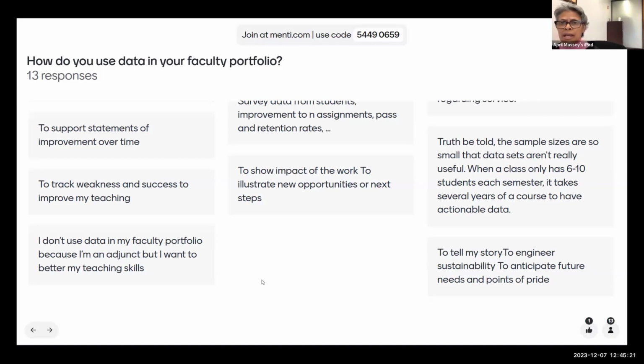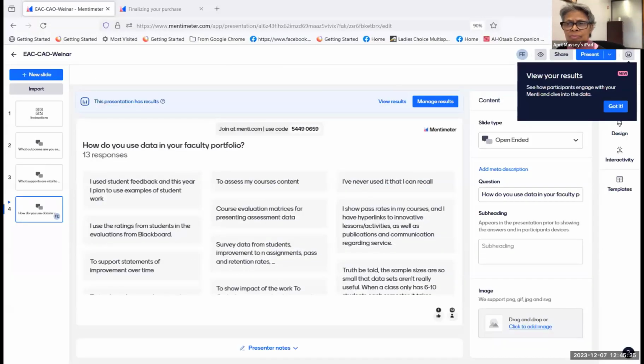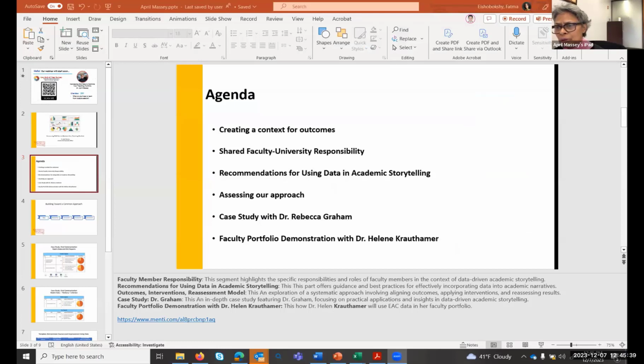Can we flip back to the presentation, Fatma? And then we're going to segue quickly into Dr. Graham and Dr. Krauthammer to be able to have their pieces. And I'm sorry if I took too long. And we can capture the Mentis and send them out, correct? Yep, that's correct. Okay.